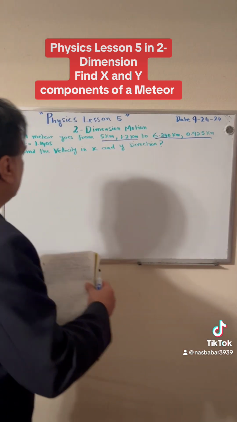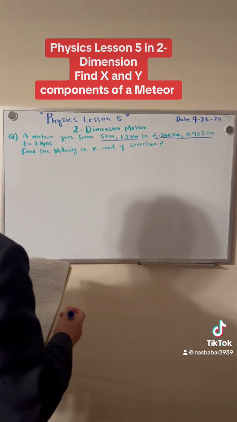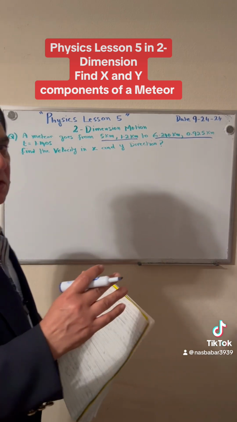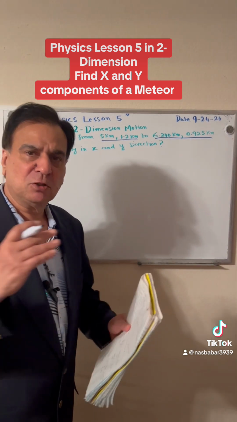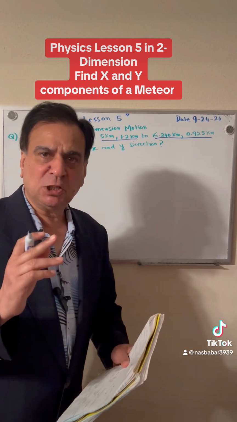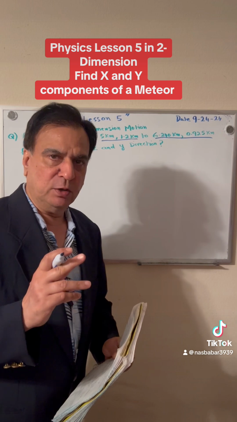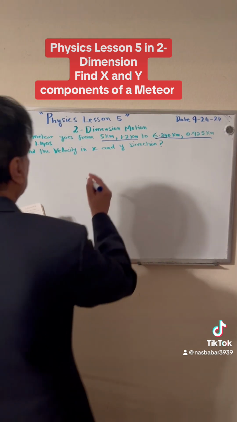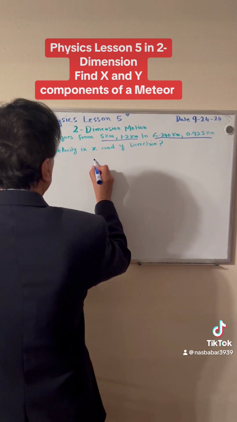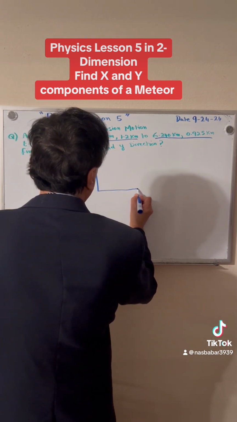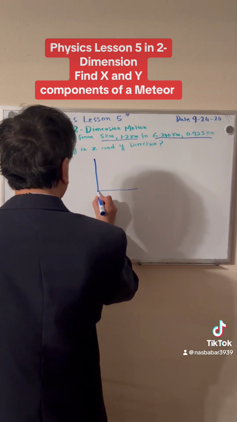Okay. So now let's go ahead and see if we can find the velocity in x and y direction. In other words, they're saying find the x component of the velocity and the y component of the velocity. A picture speaks a thousand words. Let me draw a picture because that will make sense. I'm not a good artist, but I will do my best to draw the picture.